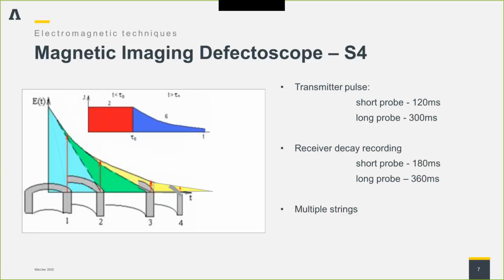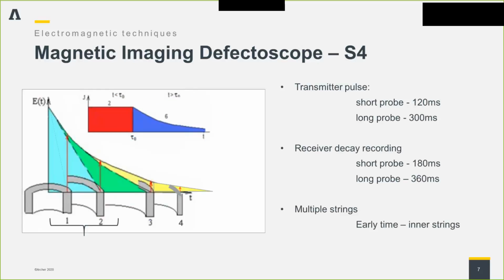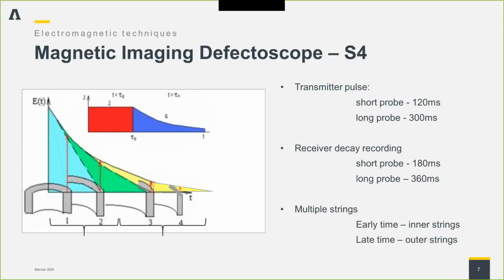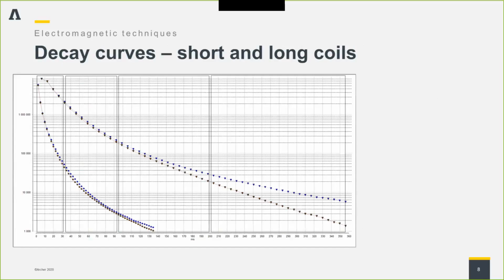So the reason we do this is to analyze multiple strings in one go. So the early time, close to when you switch the transmitter off, we're looking at the inner strings. So they'll be the tubing and the first casing. The later time, we're looking for the outer strings. So that would be the third and the fourth barriers. And we can go up to quite large casing sizes on the outside. So this is an actual plot of a test of the coils themselves, and we're showing two curves for each of the short and the long coils.